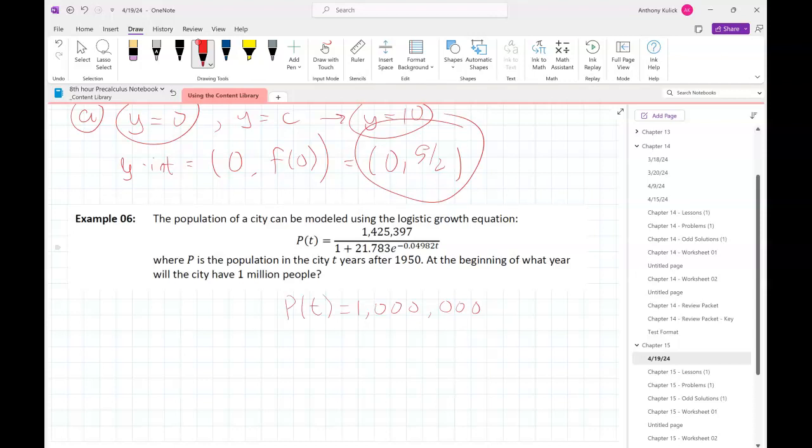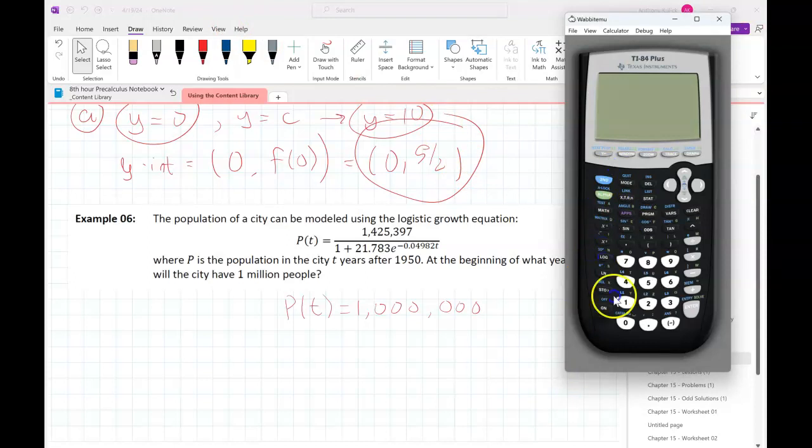To do that, I'm not doing it algebraically because, woof, look at that thing, trying to solve that algebraically. No, thank you. I'm just going to use my calculator. I'm going to do it the same way I did before. So in Y1, I'm going to type in that logistic model that is given to me.